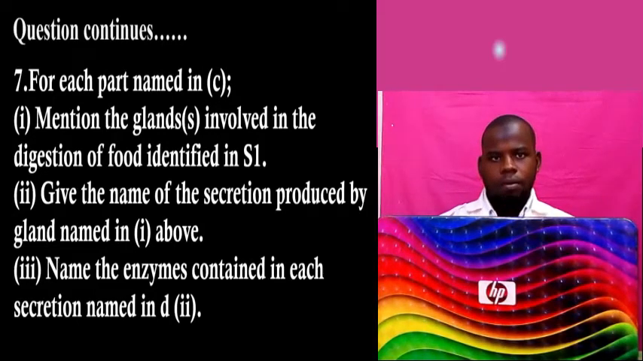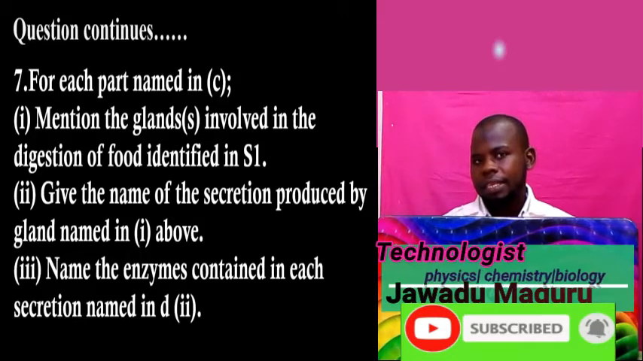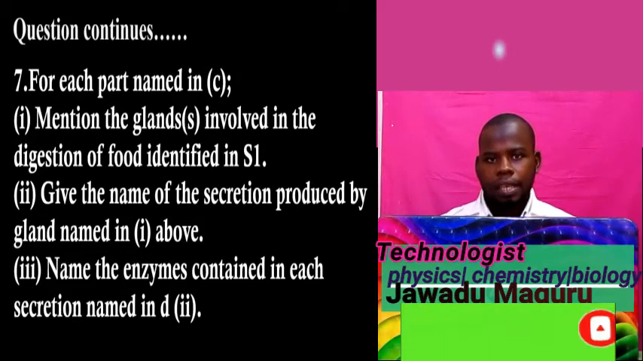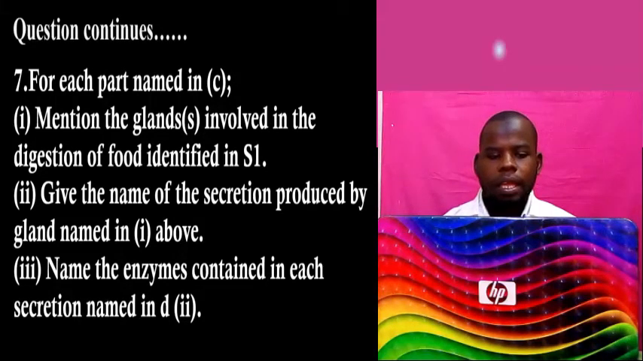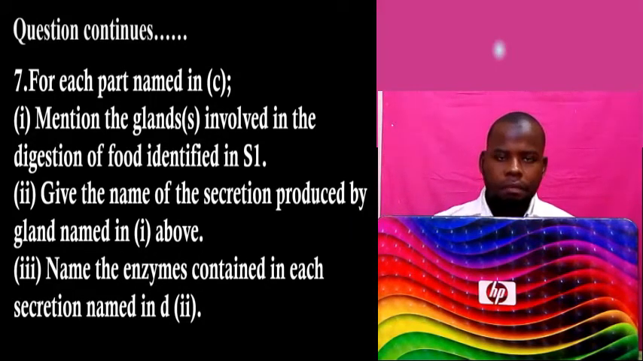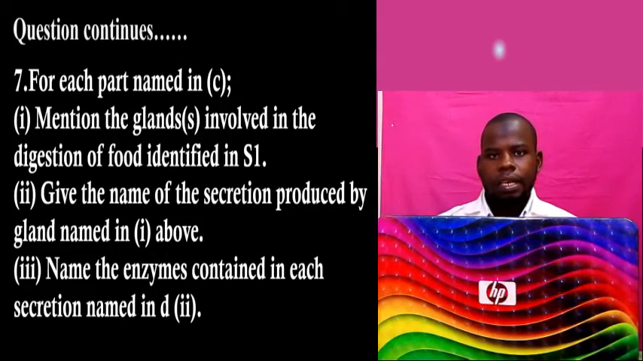Let's say the starch. What are the glands? The glands are in the mouth. You can say these are the salivary glands, which produce salivary amylase or ptyalin. You also have to know the glands involved in the digestion of food substances in each part. If in the mouth, in the duodenum, and in the ileum, you have to know. The glands present in the mouth are the salivary glands. In the stomach it is the gastric glands, and in the ileum it is the intestinal glands.